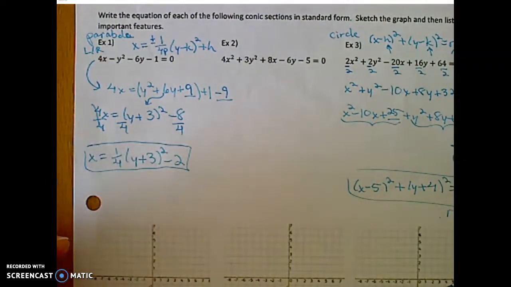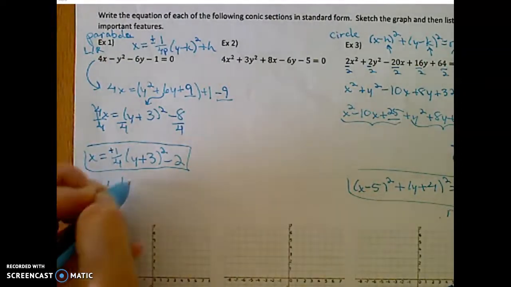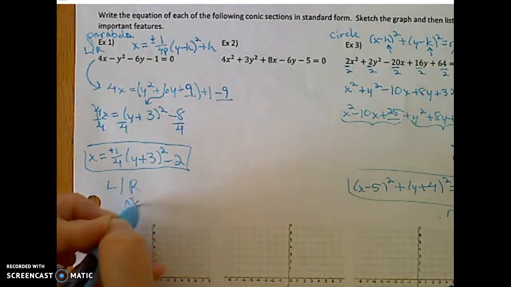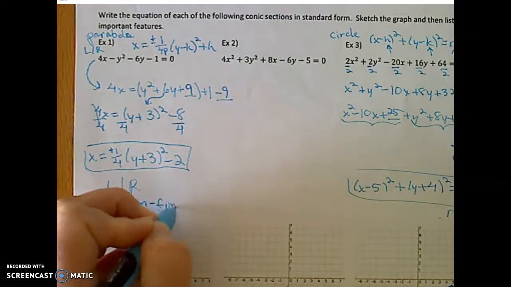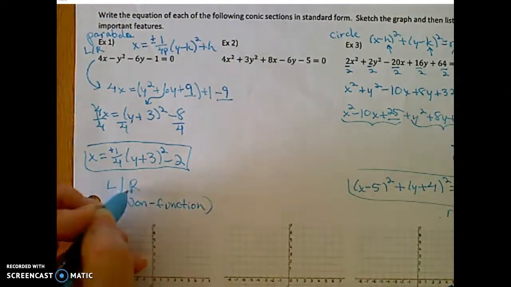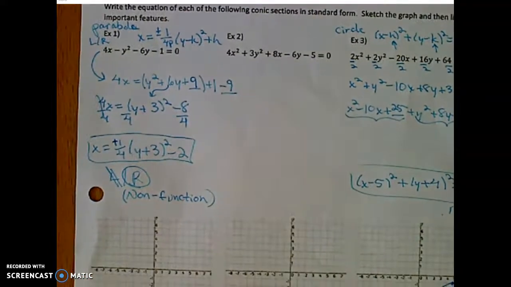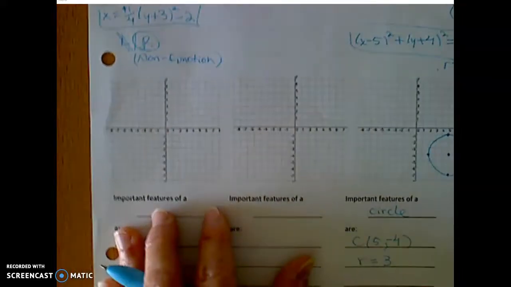Does it open left or right? Do you remember? If that leading coefficient is positive, it's a left-right opening. I call it a non-function. It's going to fail the vertical line test. Is it left or right? Right is standard. When it's positive, it's going to be a right opening parabola. Okay, let's move to the graph.